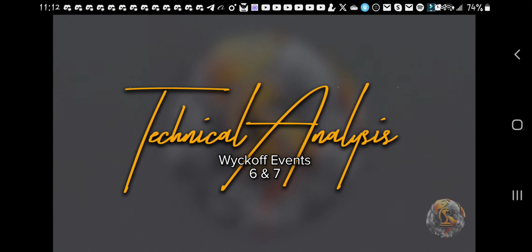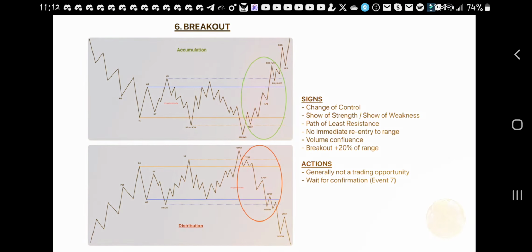So first, we're going to see a breakout. On the screen, for both accumulation and distribution, the breakout phase of the event is circled. Green for bullish in the accumulation, red for bearish in the distribution. What does this represent? The breakout represents another change of control. In an accumulation, the control moves from being in balance to being in bull's hands. In distribution, the control moves from being in balance to being in bear's hands. In accumulation, this is where we see a show of strength, or in distribution, a show of weakness. Wyckoff theory hinges on these two changes of control.